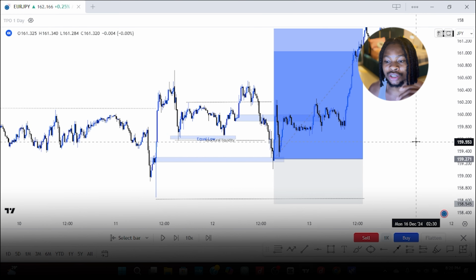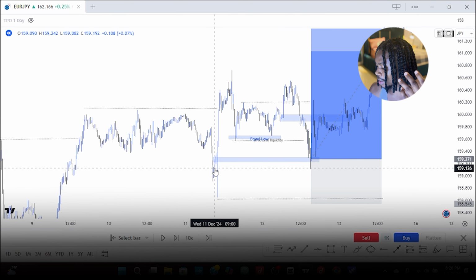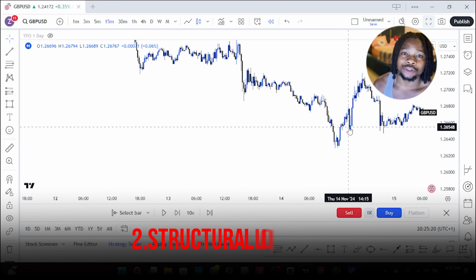Now we'll be going to the second one, which is structural liquidity. So let's go to the chart, and I'll show you structural liquidity. All right, so the second one is structural liquidity.